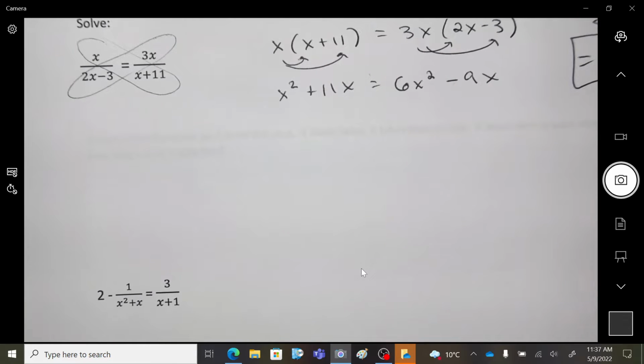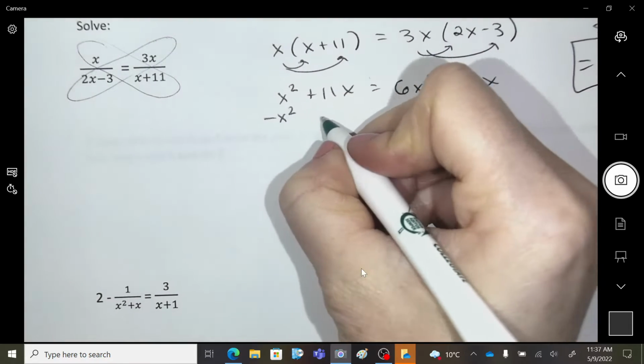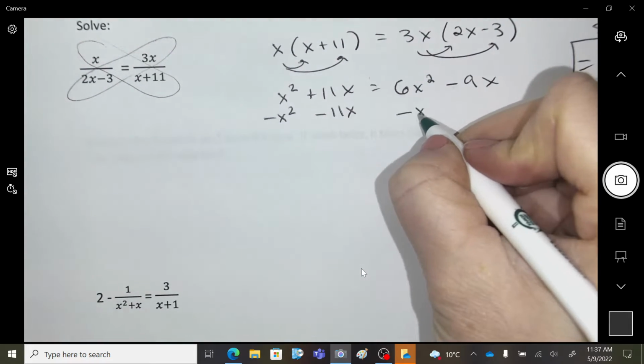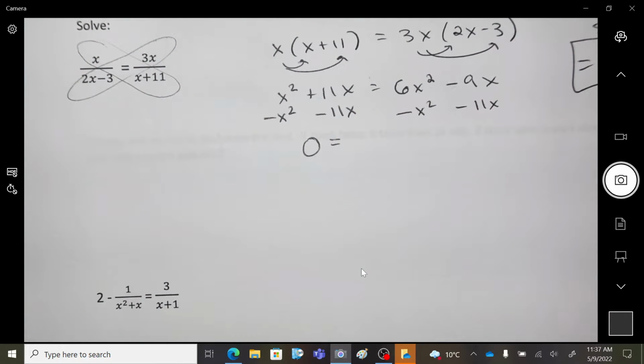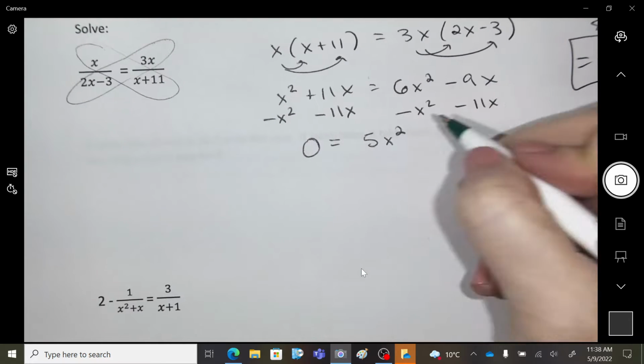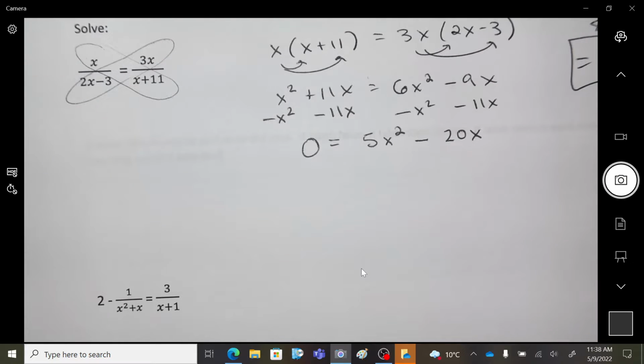What's the boss of this whole thing? The 6x squared is the boss. So I'm going to think about everything with that. I'm going to minus x squared and minus 11x. I'm zeroing that side because the 6x squared was the boss and I wanted it to stay. So 5x squared minus 20x.